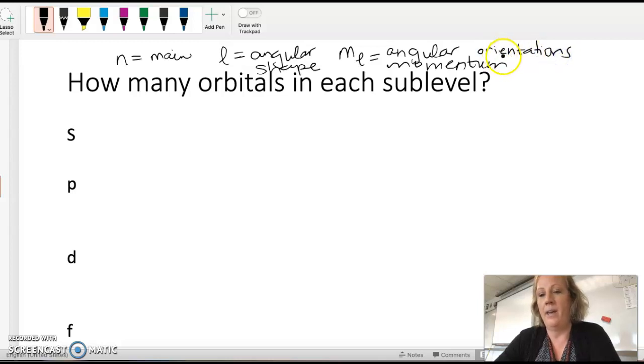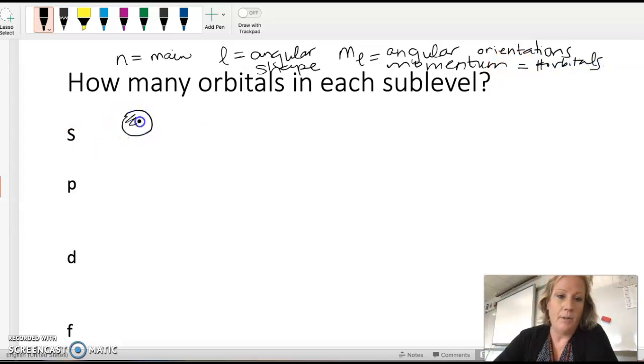Remember, the P has 3 ways it can orient itself. In space, that dumbbell could go in the X, the Y, or the Z direction. So the number of ways that it can be in space is equal to the number of orbitals. So S, remember it's that sphere shape, can only be one way in the X, Y, Z. So it has one orbital.